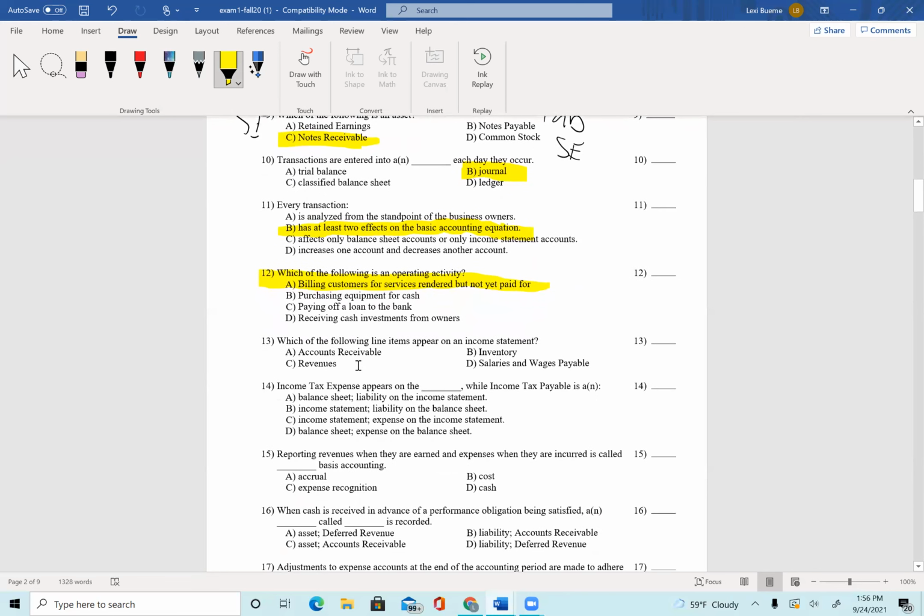Which of the following items appear on an income statement? That's going to be revenues. So like we said, with revenues, it's revenues minus expenses. That gives you your net income.